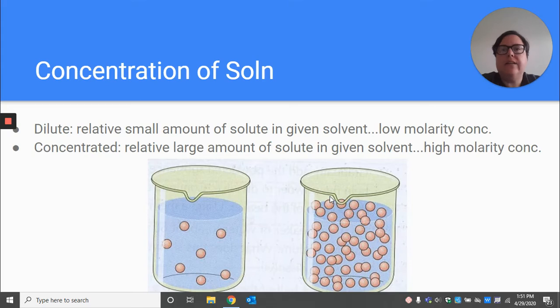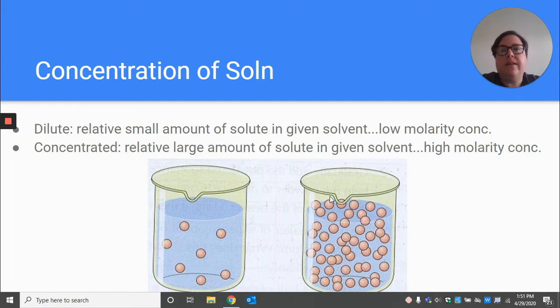Today we're going to take a look at concentrations of solutions and how we calculate the concentration of a solution. So there's two important vocabulary terms, dilute and concentrated. Dilute means you have a small amount of solute per a given solvent. And so your molarity, which is how we measure concentration, would have a low value. And that is like the picture on the left.